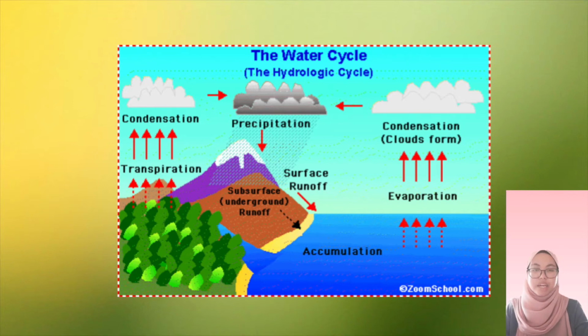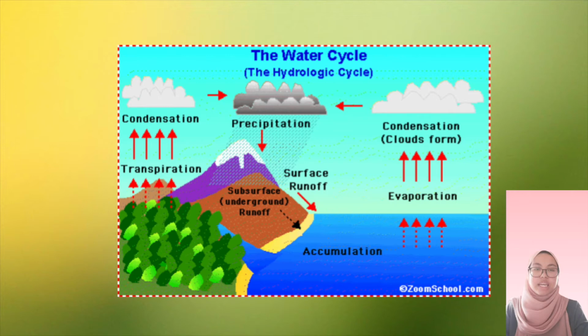Second is transpiration. Transpiration is the process in which some water within plants evaporates into the atmosphere. Water is usually absorbed by plants' roots, then exits by evaporating through pores in plants. Third is condensation. Condensation is the process where water vapor in the air turns into liquid water, and condensing water forms clouds in the sky. The fourth is precipitation.